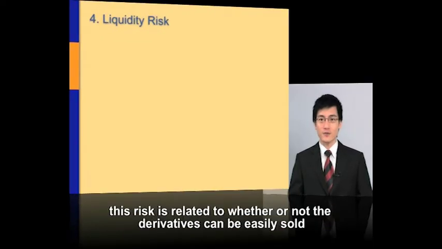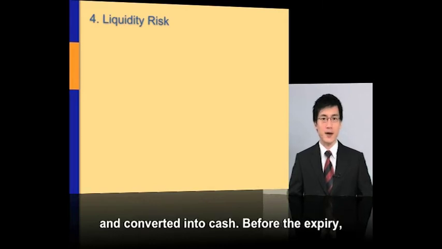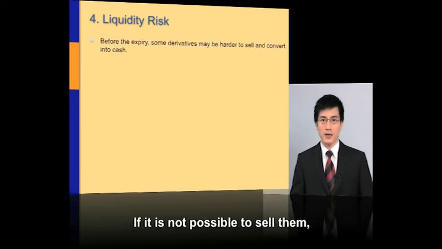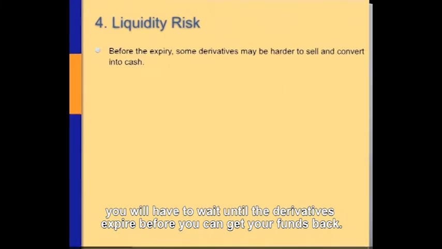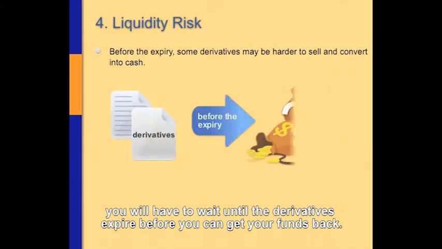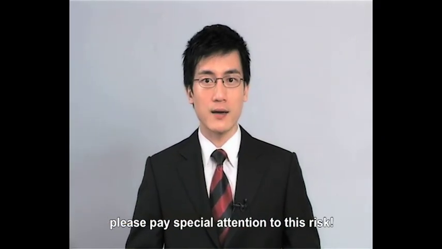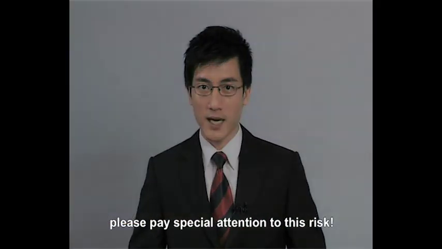The fourth risk is the liquidity risk. Generally speaking, this risk is related to whether or not the derivatives can be easily sold and converted into cash. Before the expiry, some derivatives may be harder to sell and convert into cash. If it's not possible to sell them, you'll have to wait until the derivatives expire before you can get your funds back. If you need to use these funds at any time, please pay special attention to this risk.